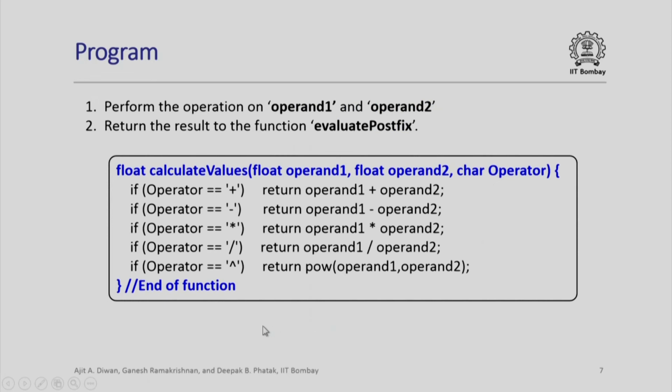Next, we look at actually calculating the value of the operation. So, we want to perform the operation on operand 1 and operand 2, and the result is to be returned to the function evaluate postfix. This is the function calculate values. It has two operands and the operator as the parameters. It is extremely simple. If the operator is plus or minus or star or slash or raised to, we perform the necessary operation and this is the end of the function. The result is returned simply like this here.